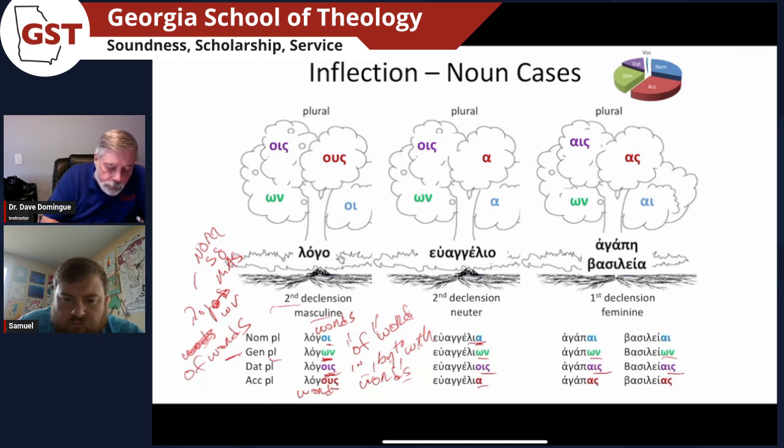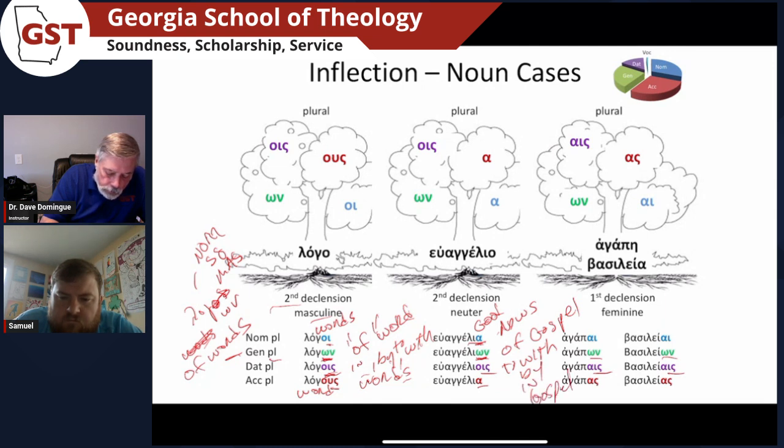Euangelia, there's our nominative plural. So we're talking about good news, or gospel news, plural. Possessive, right, of good news or gospel. Euangeliois, to, or with, or by, or in the gospels. And here's our accusative. It's just going to be gospels, plural.